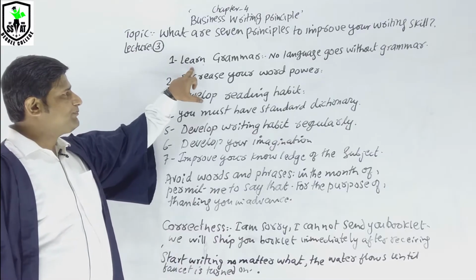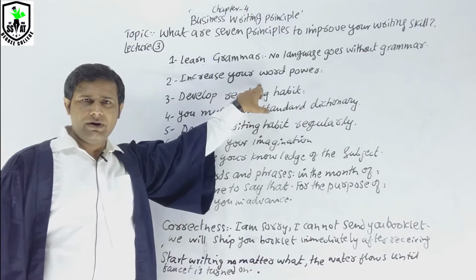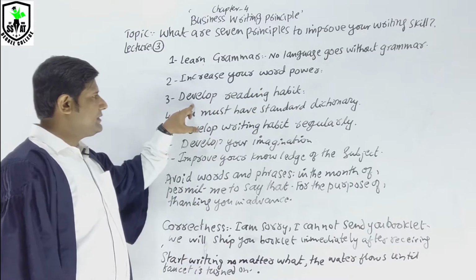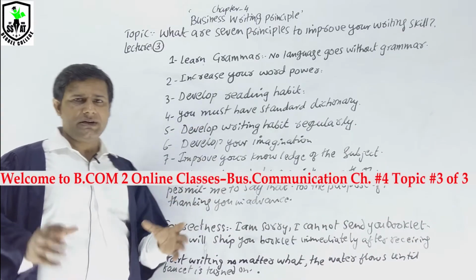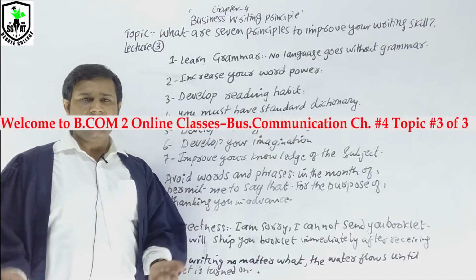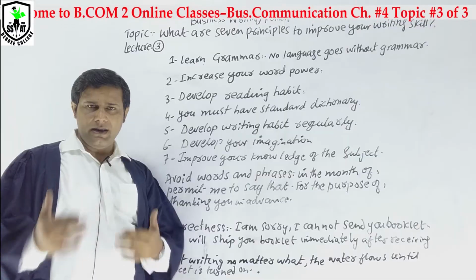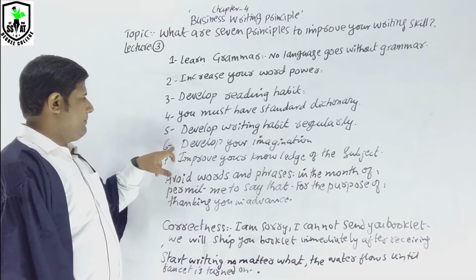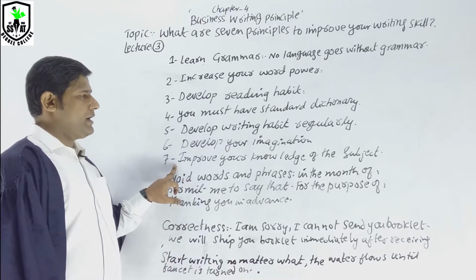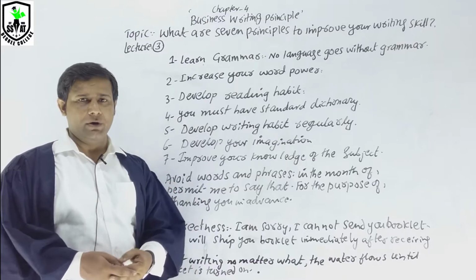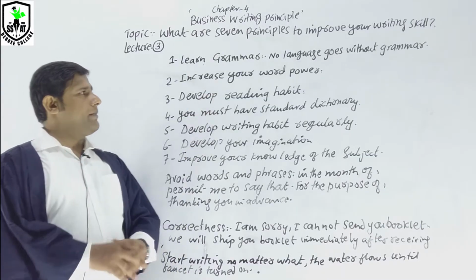Number 1, learn grammar. Number 2, increase your word power, your vocab. Number 3, develop reading habit. Number 4, you must have a standard dictionary for improving your writing skill. Number 5, develop writing habit regularly on a daily basis. Number 6, develop your imagination. Number 7, improve your knowledge of the subject. This thing is very important. So now we are going to start with point number 1, learn grammar.